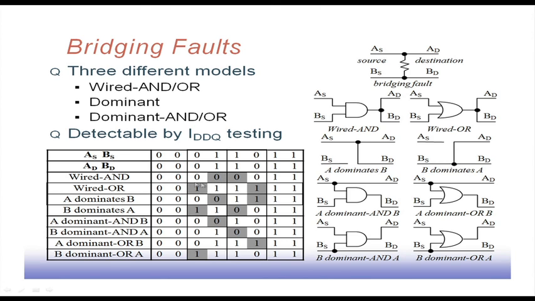So, these are the different types of faults that we can have. You see that in this wired AND connection, both of them become 0, whereas these destinations are supposed to be 1. So, that way it can be detected.